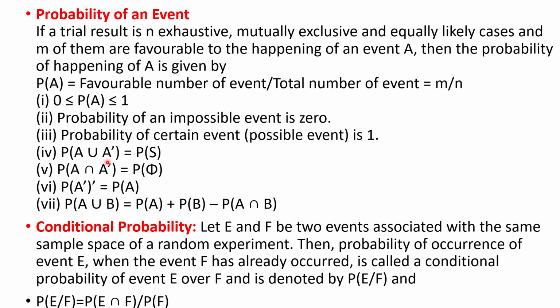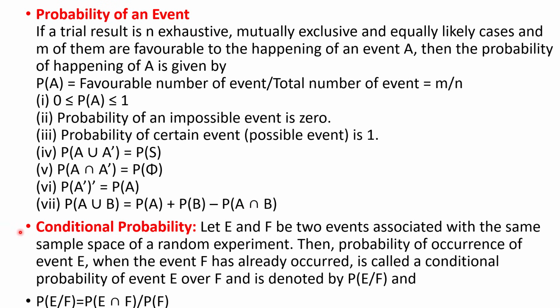Now P(A union A dash) is P(S). Just now we have understood. A union A dash will give you probability of the sample space, and A intersection A dash will give you probability of the null set, that is 0. Probability of A double dash is nothing but probability of the event A itself. Probability of A union B is probability of A plus probability of B minus probability of A intersection B.